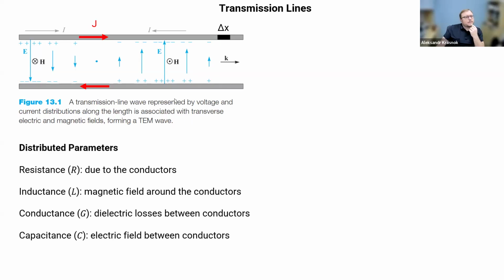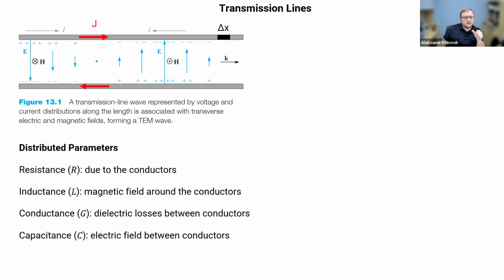Okay, how do we describe such a system using mathematics? To do so, we introduce these distributed parameters, including resistance of the wires. We assume that these wires might not be perfect, so they have some resistance. Inductance, right? Any wire gets inductance. This is a parameter we discussed last time.